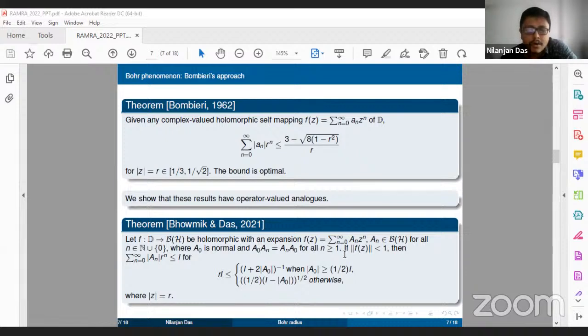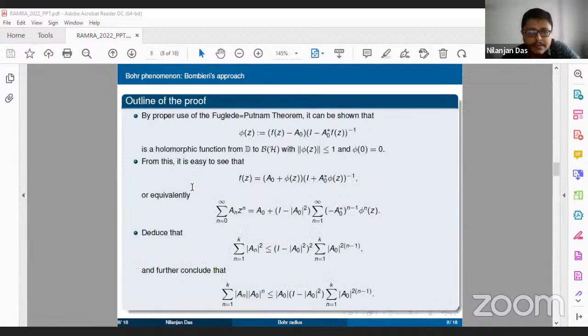Now, if we assume that norm of f(z) is less than 1 for all z, then this operator inequality, sum over n equals 0 to infinity |a_n|, absolute value of the operator, into r to the power n, is less or equal to the identity for r I less or equal to (I plus 2|a_0|) whole inverse, while we assume |a_0| is bigger or equal to I by 2. And otherwise, this is true for r I less or equal to half into the square root of the whole operator (I minus |a_0|).